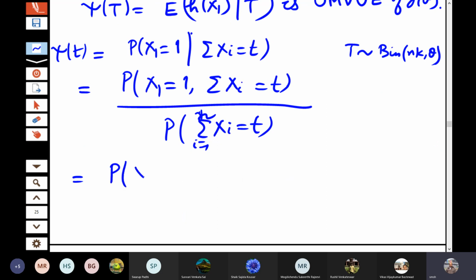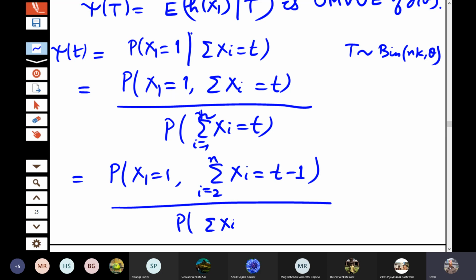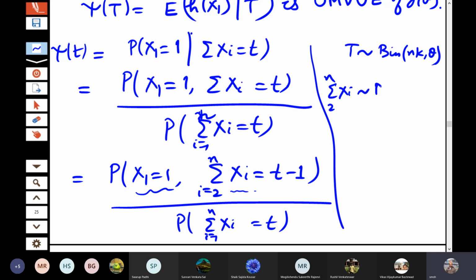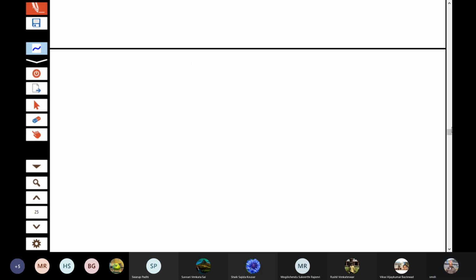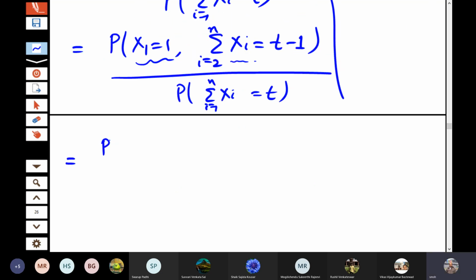And the numerator we can write as the probability of X1 equal to 1 and the sum of Xi, i equal to 2 to n, equal to t minus 1. The last one I am subtracting here, and in the denominator the probability of the sum of Xi, i equal to 1 to n, equal to t. X1 and the sum of X2 to Xn are independent, so I can write it as a product of the probabilities. The sum of Xi, i equal to 2 to n, will follow binomial((n minus 1)k, theta). So that is equal to the probability of X1 equal to 1 times the probability of the sum of Xi, i equal to 2 to n, equal to t minus 1.